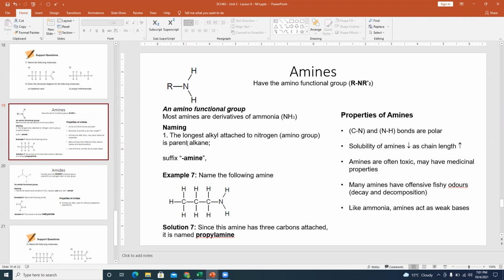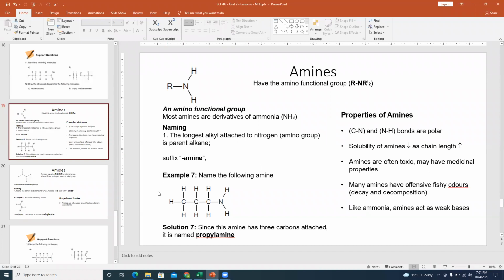And so you can name it based on the longest alkyl that's attached to this nitrogen, this amino group. And that would be your parent alkane. And then you change the ending to the suffix amine.